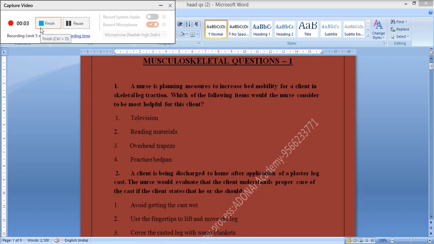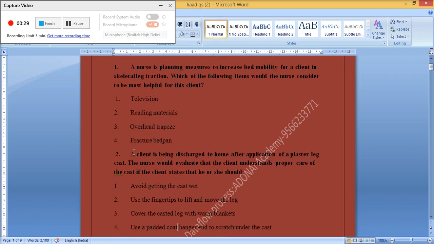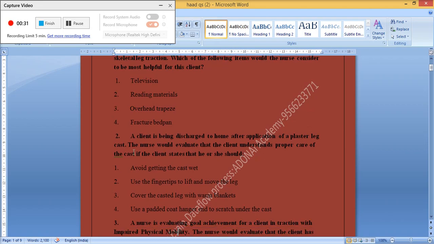Musculoskeletal questions. 1. A nurse is planning measures to increase bed mobility for a client in skeletal leg traction. Which of the following items would the nurse consider to be most helpful for this client? 1. Television. 2. Reading materials. 3. Overhead trapeze. 4. Fracture bedpan. The correct answer is 3. Overhead trapeze.